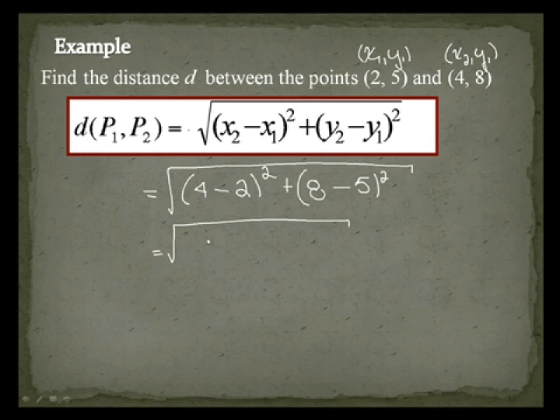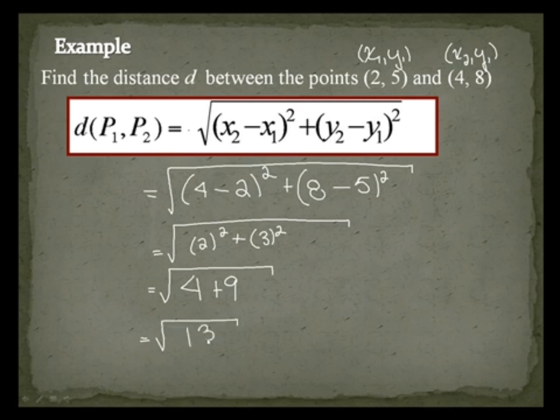4 minus 2 is 2 squared. 8 minus 5 is 3 squared. So we have 4 plus 9, which turns out to be the square root of 13. Now the square root of 13 does not reduce because a perfect square does not divide evenly from it. So this would be our answer.